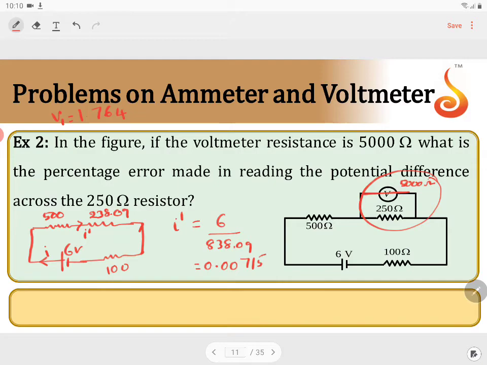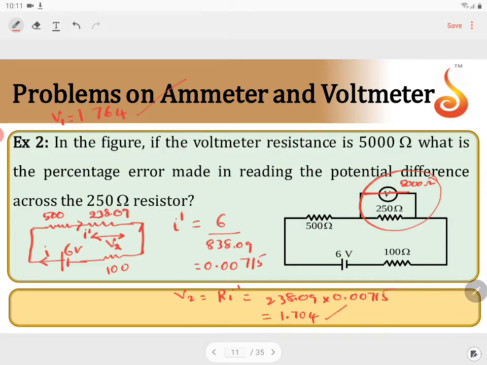Now what is the new potential difference across this 238.09? The potential difference across 238.09 is the same as across the 250 ohm resistor. That is the reading of the voltmeter. So V2 will be equal to the same R into I formula, with I dash: 238.09 into 0.00715. So this will be 1.704. So the initial potential difference is 1.764, and the final is 1.704.